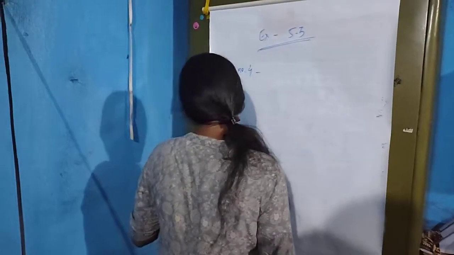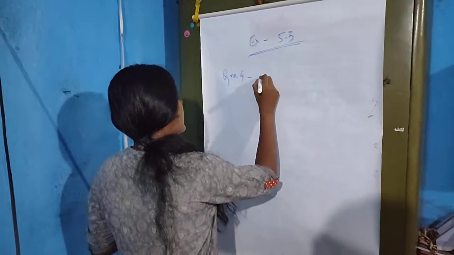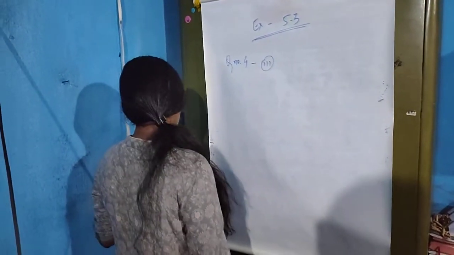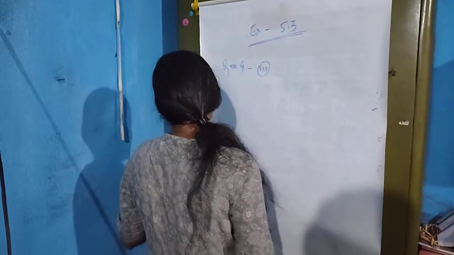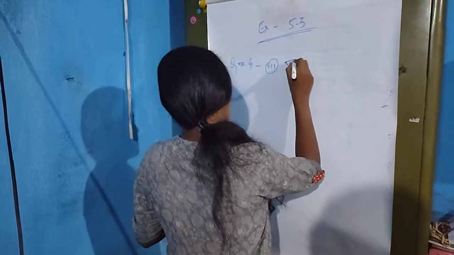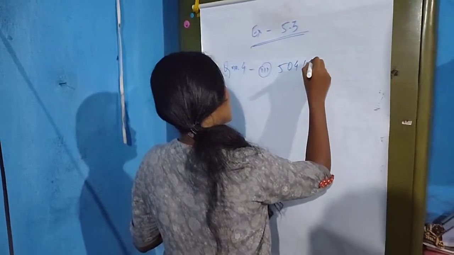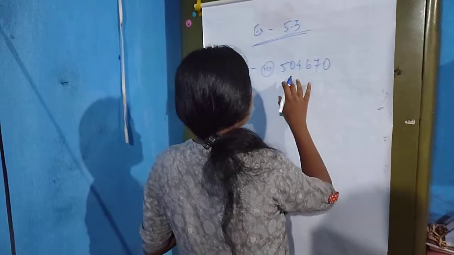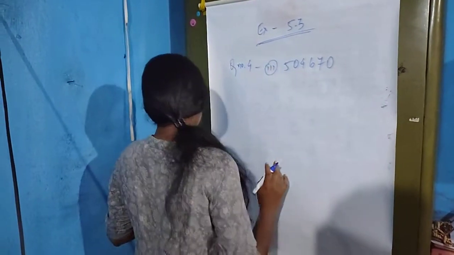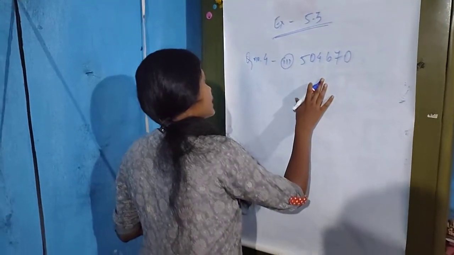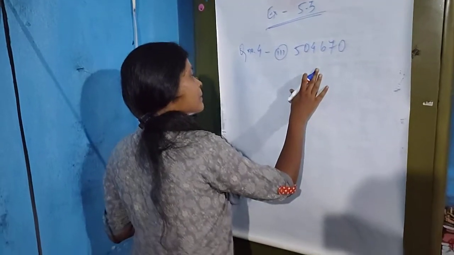Number 4. Which of the following numbers are divisible by 11? I will solve question number 3. The rest you will do as homework. The number is 504670. So you have to remember the divisibility rule. What is the condition for divisibility by 11?